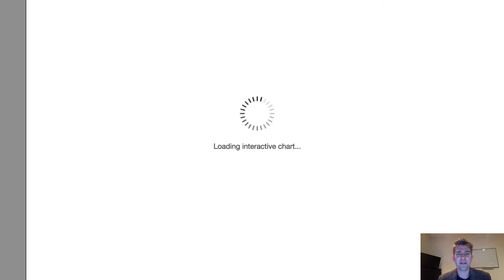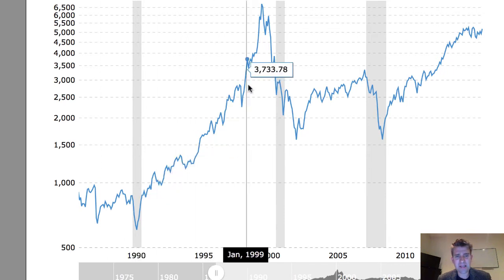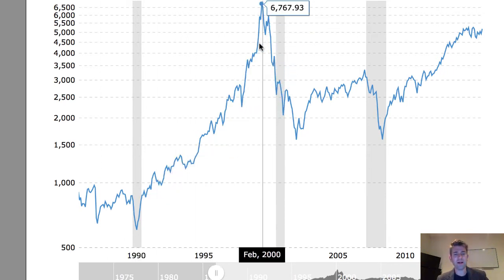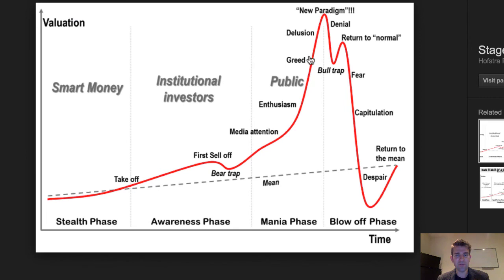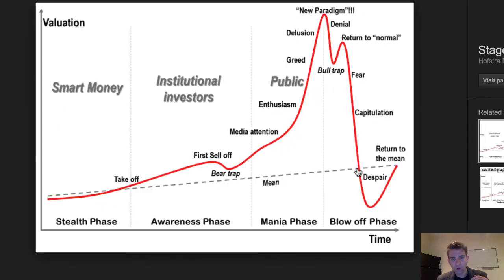Oh, let me go back onto the NASDAQ. I've got 30 years because that's going to show us a little bit better what's going on. Okay, so you can see it's the explosion towards the upside. And if you look at that chart that we were using before, it's almost identical. You get the push up, you get the pull back. This is a bull trap, and then that's that fear phase, that capitulation phase that we saw right in here.